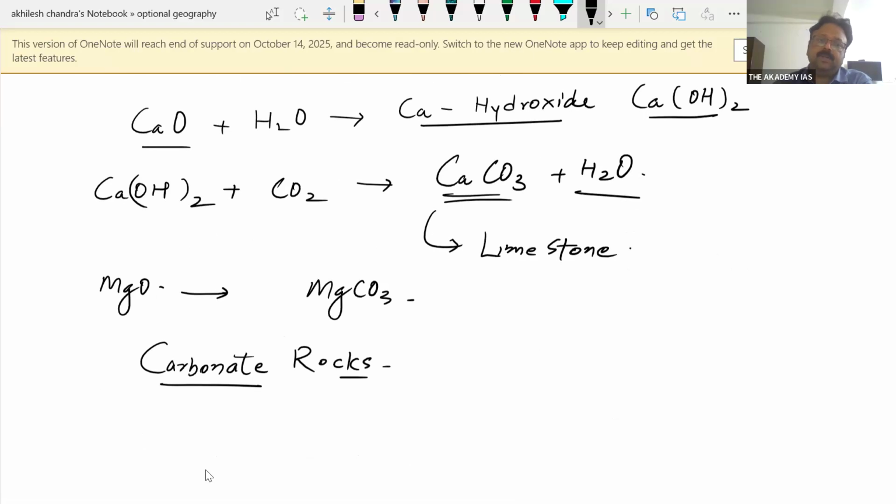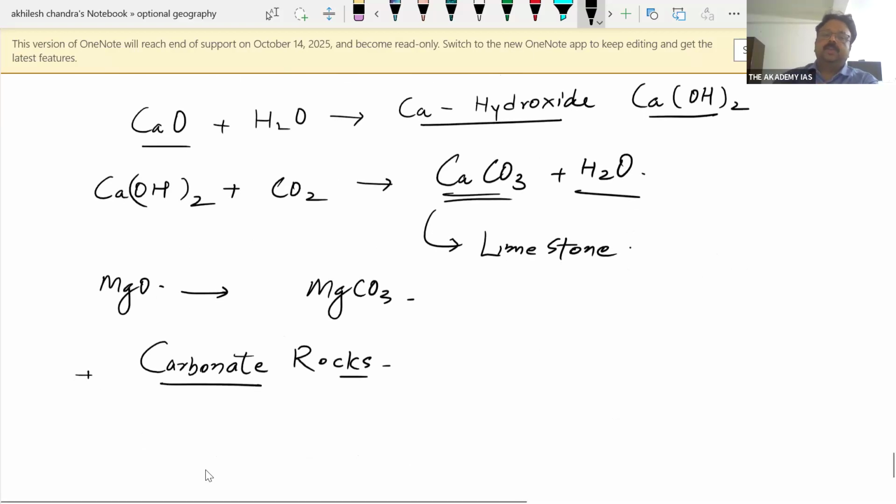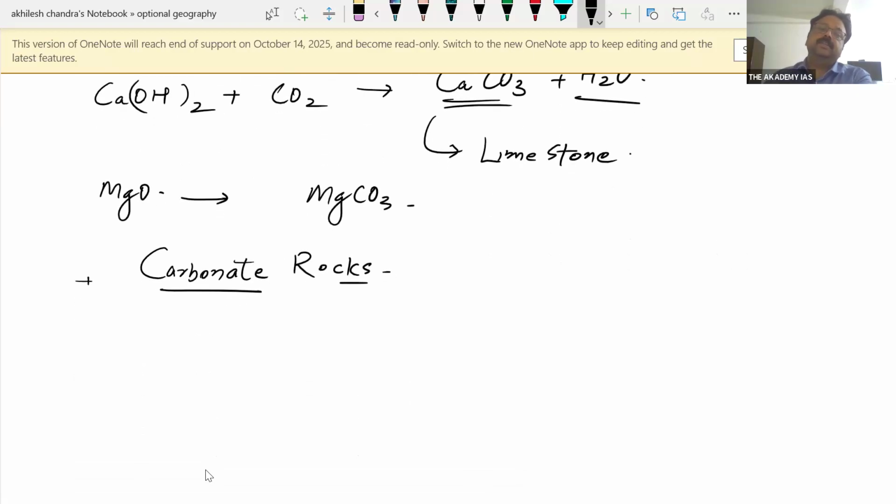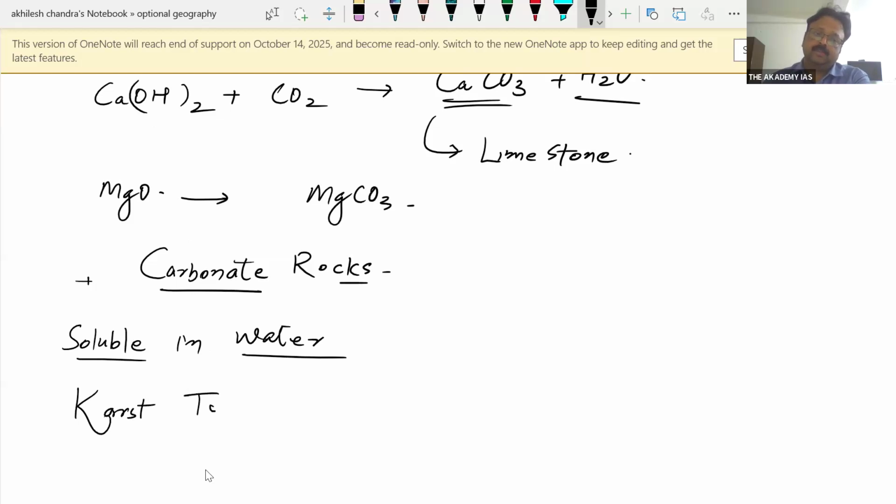And wherever these carbonate rocks are there, children, they are readily soluble in water, and they give a peculiar kind of topography that is called karst topography. So this rock will come to you again when we discuss karst topography. A special type of topography you will find.